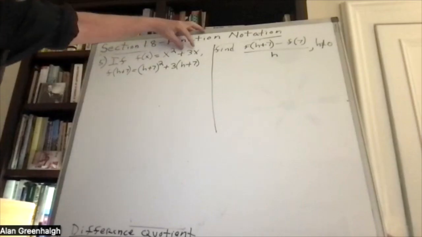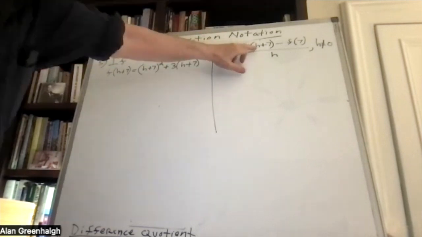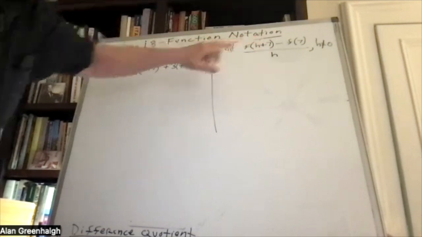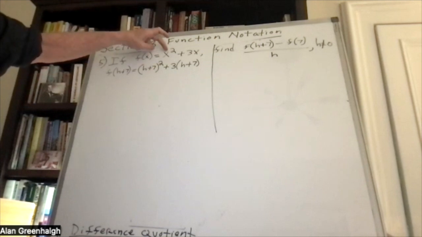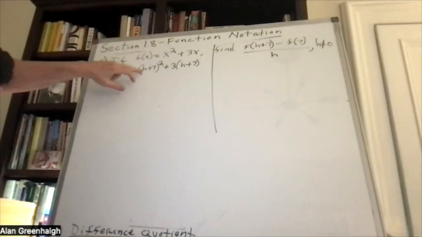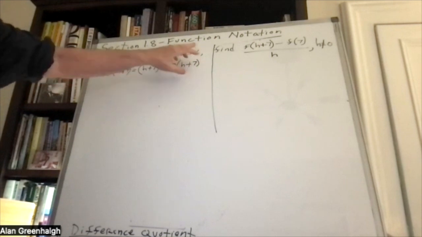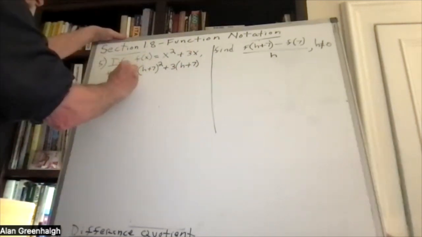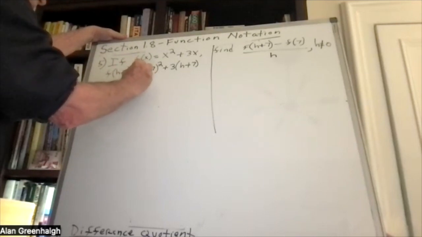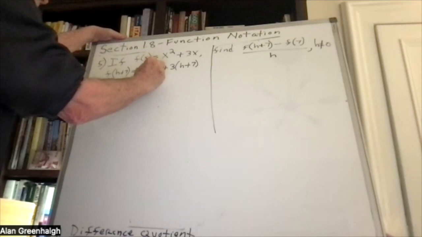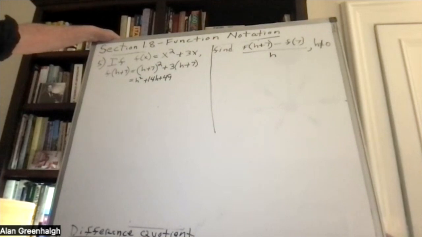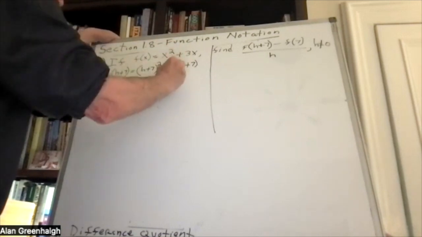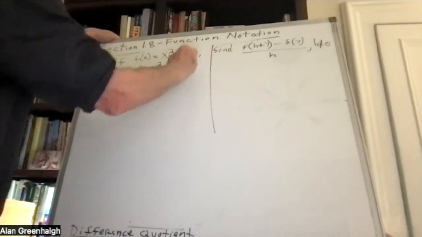f of x equals x squared plus 3x. Therefore, you do this. f of x, h plus 7. So that's what goes here. And wherever you see an x, you're going to be substituting h plus 7. And now you work this out. And this becomes h squared plus 14h plus 49. And this becomes 3h plus 21.